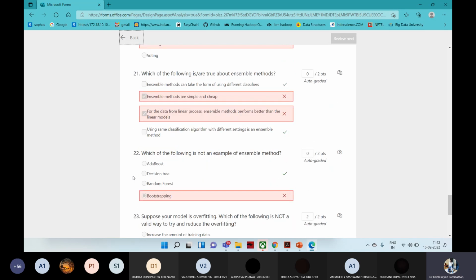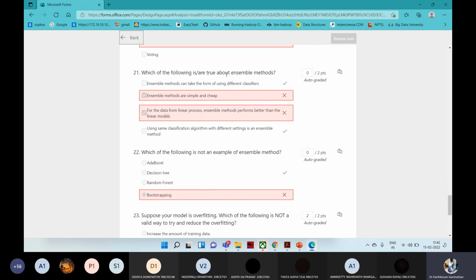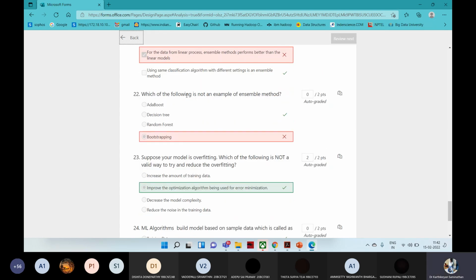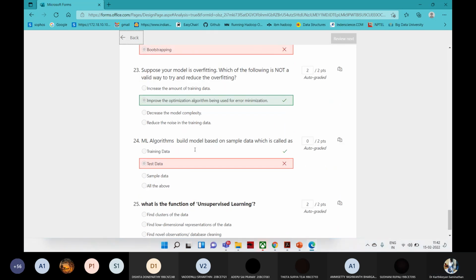Another one: which of the following is true or false about ensemble methods? So 1 and 4 are true. The remaining two are false. Which of the following is not an example of an ensemble method? AdaBoost, random forest, boosting are all ensemble. A decision tree is not an ensemble method. It is a classification technique.